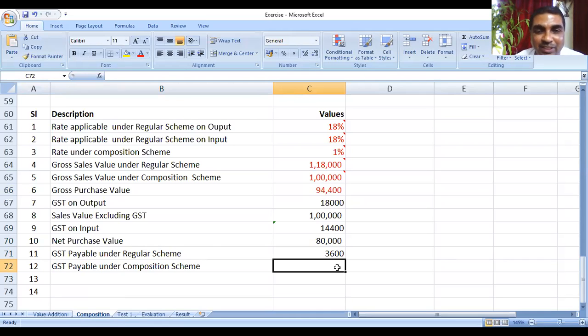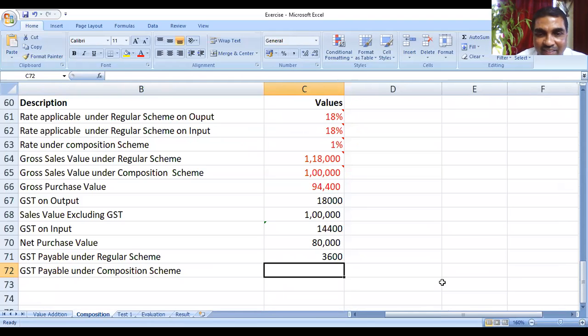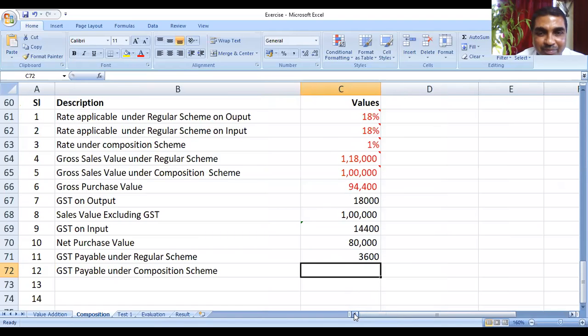Sorry, sir. I thought regular scheme. Here I am asking GST payable under composition scheme. Tell me what is the amount? What is the rate applicable under composition scheme? 1%. 1% of what? Gross sales 1,18,000. Yeah, 1 lakh.